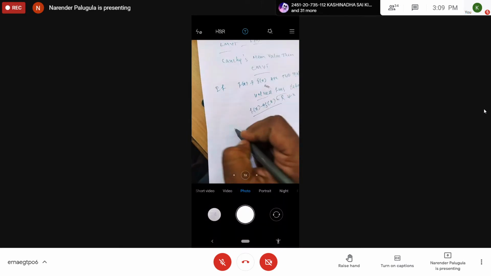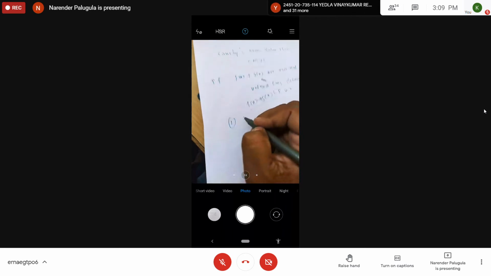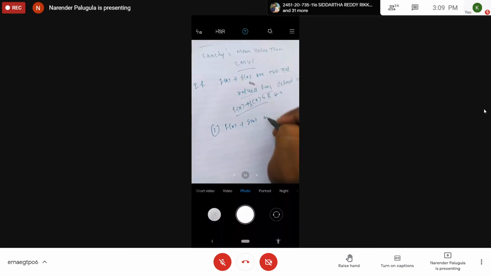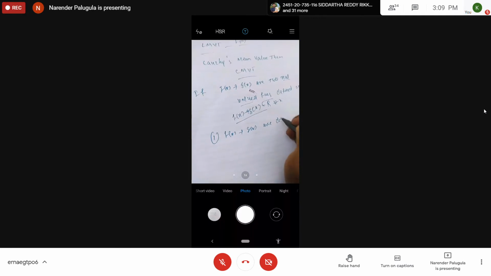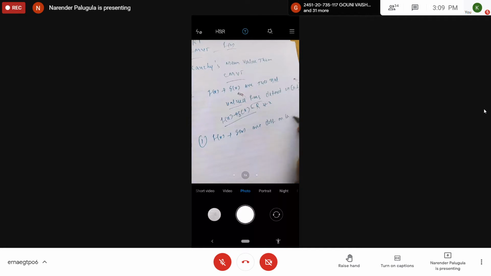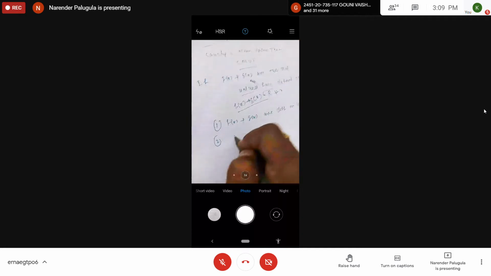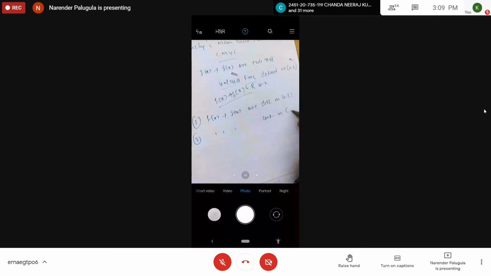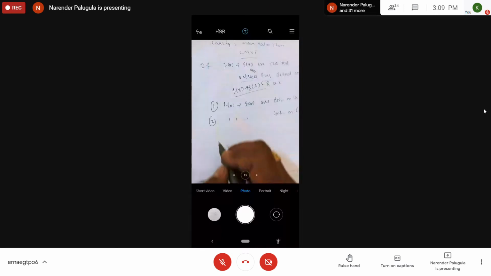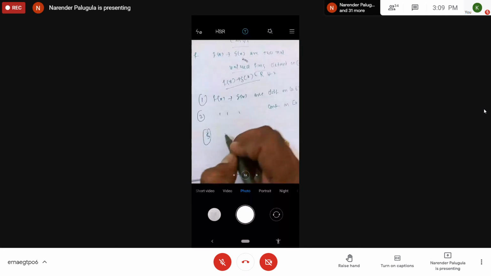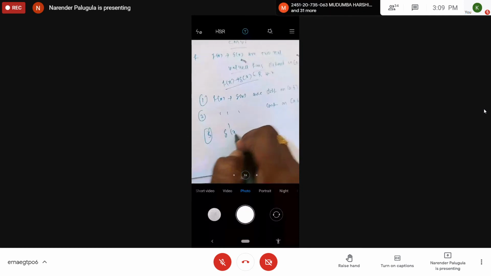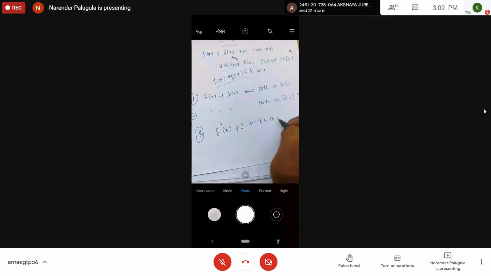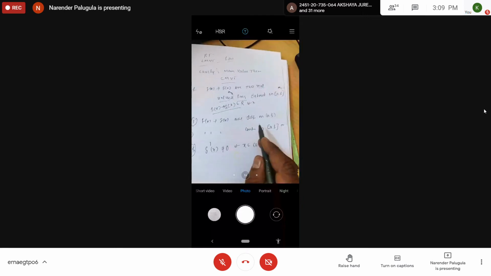Now the conditions. First, f of x and g of x are differentiable on the open interval (a, b). Second, f of x and g of x are continuous on the closed interval [a, b]. And one more condition, the third condition of the Cauchy theorem: g dash x is not equal to 0 for all x belonging to the open interval (a, b). So these are the conditions of the Cauchy theorem. What is the Cauchy theorem?